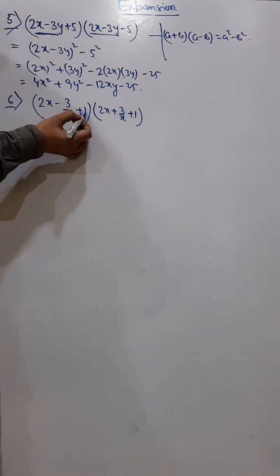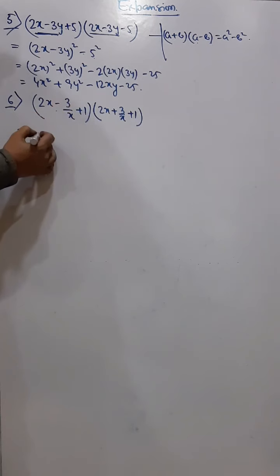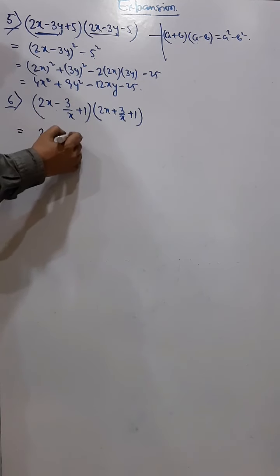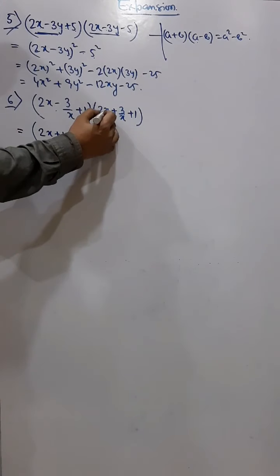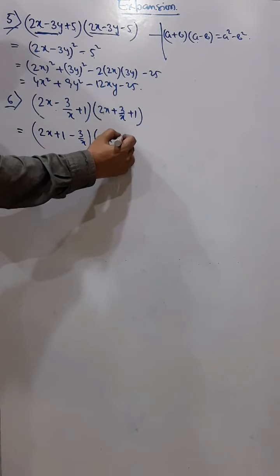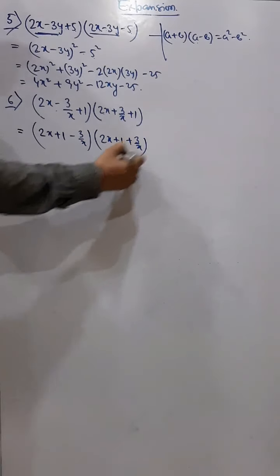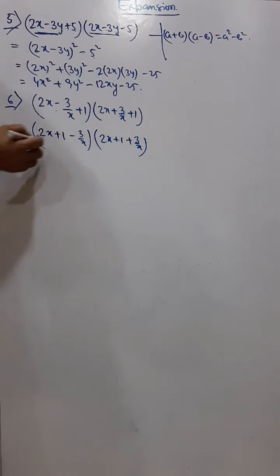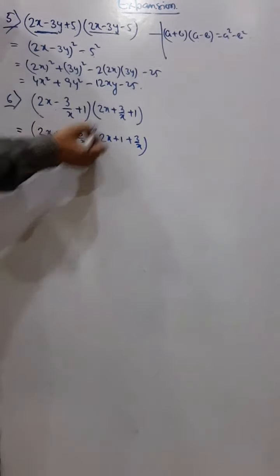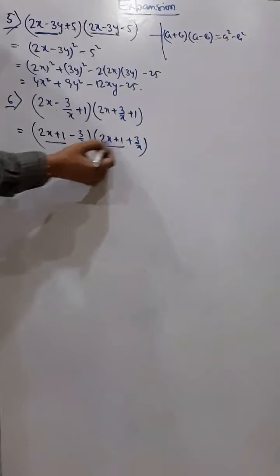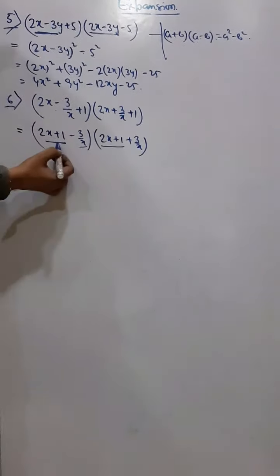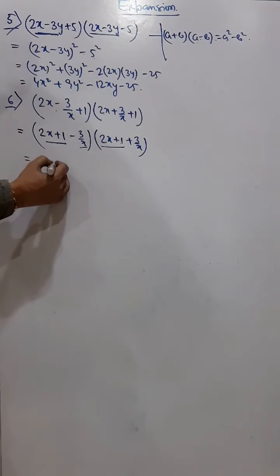So just try to understand. If I write this 1 before and then minus 3 by x last, what do I get? We get 2x plus 1 minus 3 by x, and here also, I told you to bring 1 here, we get 2x plus 1 and plus 3 by x. Now you can see, you can write in this format. We can use this formula in fact. So 2x plus 1 is a, here also 2x plus 1, and this minus 3 by x is b, so I got a minus b and a plus b.